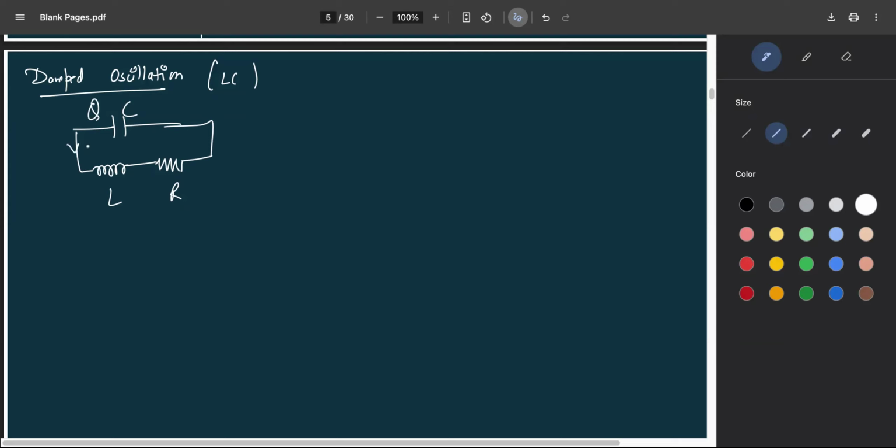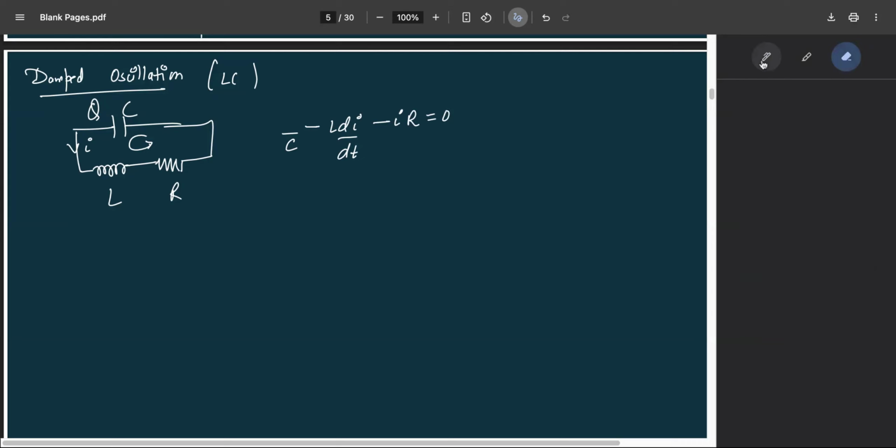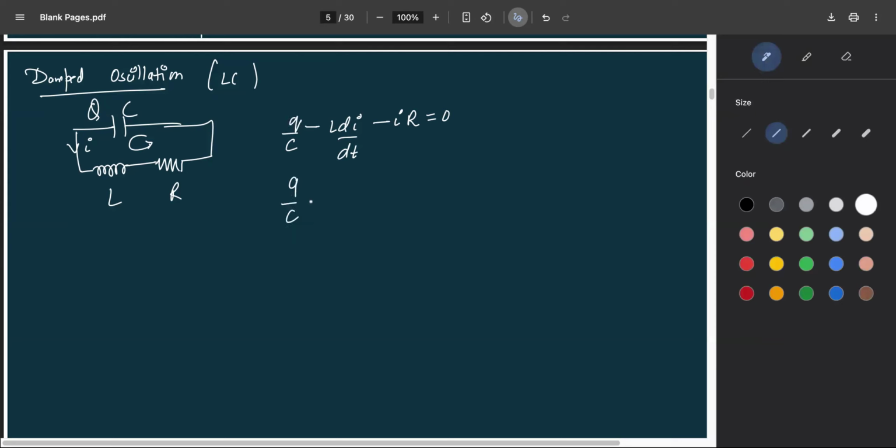At some time, assume some current I is flowing. So what is the current in the circuit? Use the KVL rule. It will be Q by C plus L di by dt, minus I R. Assume that charge is Q. You know the reason, because charge is decreasing, so we are keeping it like this. This I comes out as dq by dt.